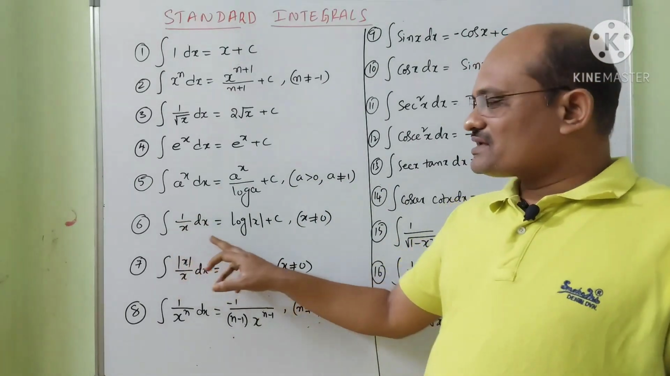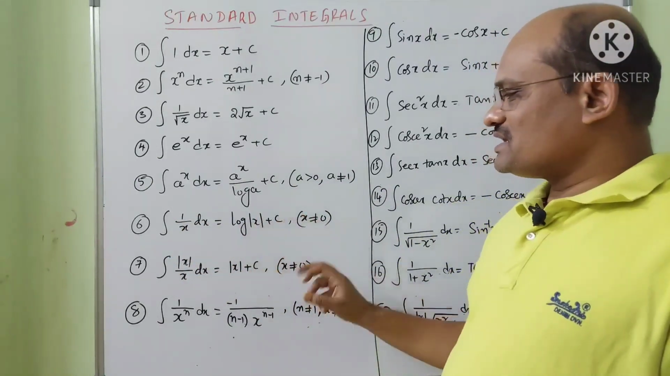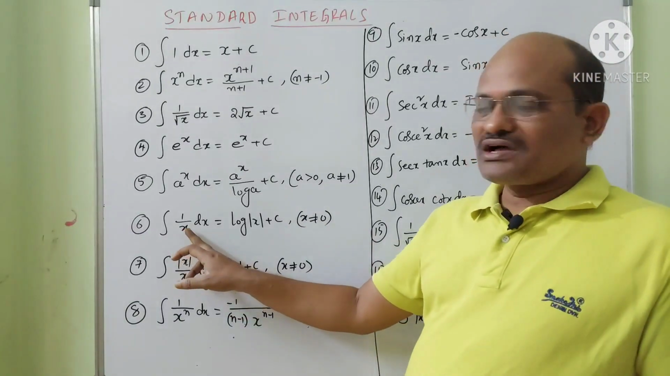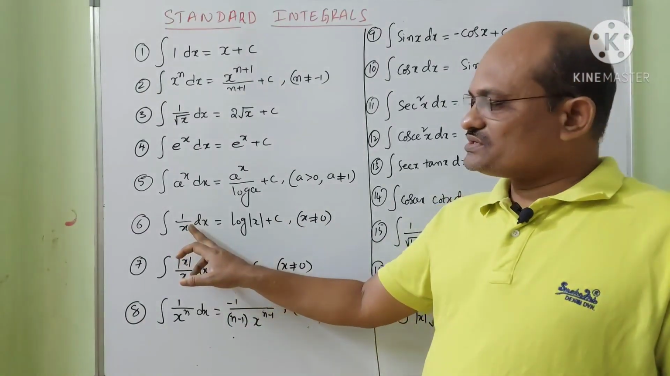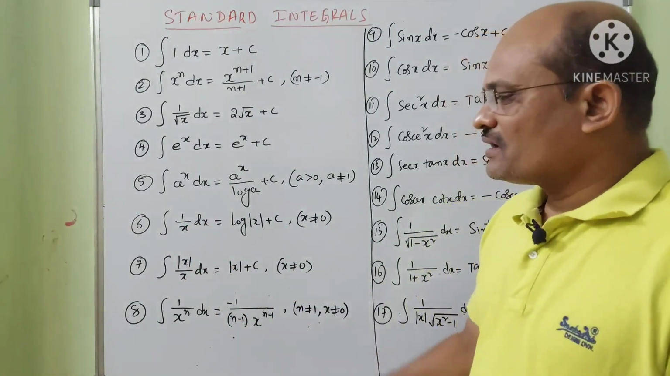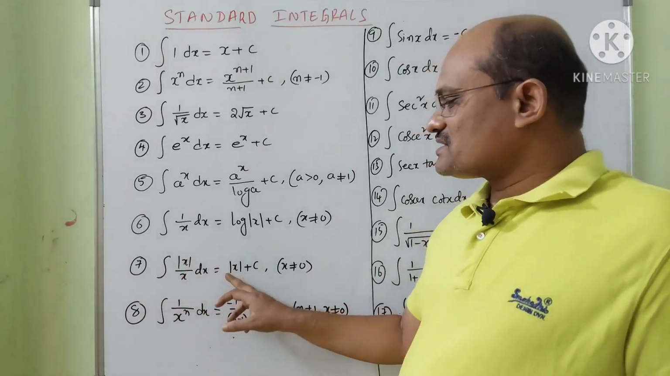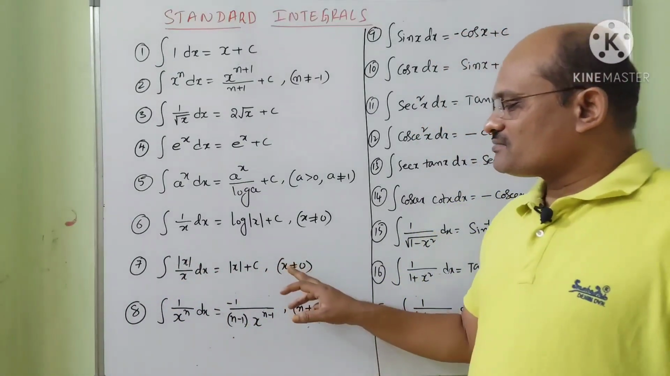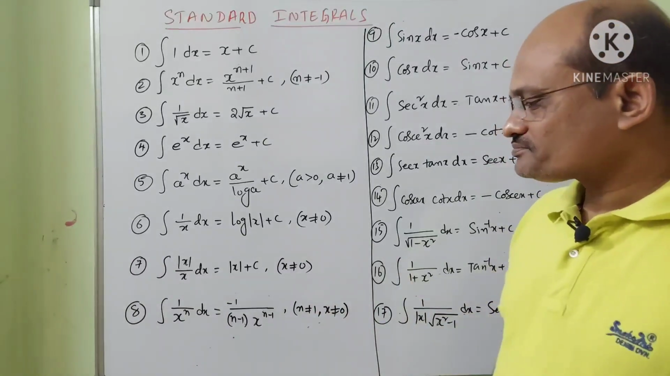Integral of 1 by x dx is log of mod x plus c. Here x should not be 0 because denominator should not be 0 for any function. Now integral of mod x by x dx is mod x plus c. Here x should not be 0.